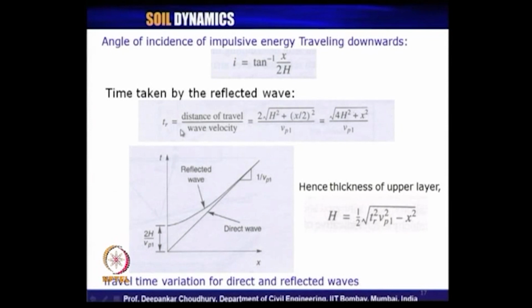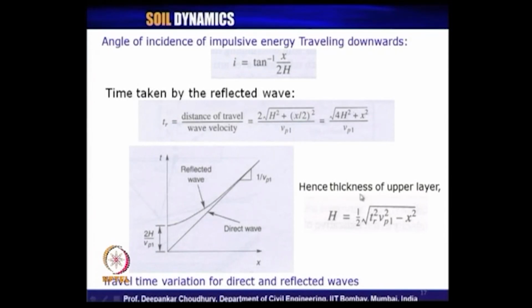This is the expression for distance of travel by wave velocity, that is the reflected wave time taken. If you plot that time versus the distance relationship, obviously the direct wave will be a complete linear distribution with respect to time versus x, right. Whereas, the reflected wave will depend on the thickness of the media and of course, the wave velocity within that media. So, it will take a shape like this with an intercept on the t axis like this.